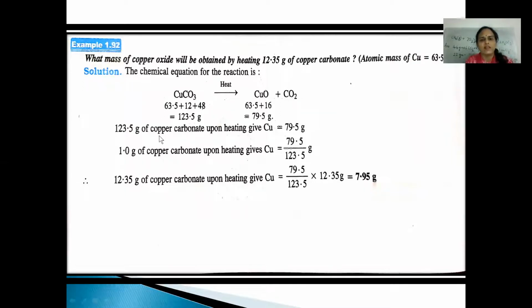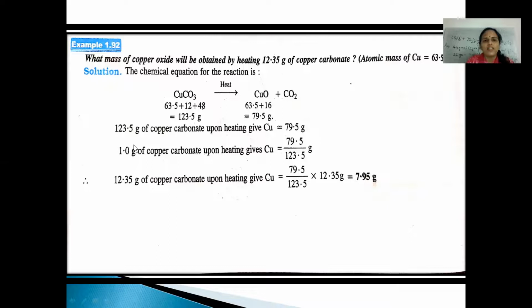It is balanced here, perfectly balanced. Copper has atomic mass 63.5, carbon is 12, oxygen is 16 into 3, that is 48. So on adding these, I get the value of copper carbonate as 123.5 grams. This copper carbonate, 123.5 grams, produces copper oxide, 63.5 plus 16. On adding this value, you get 79.5 grams.